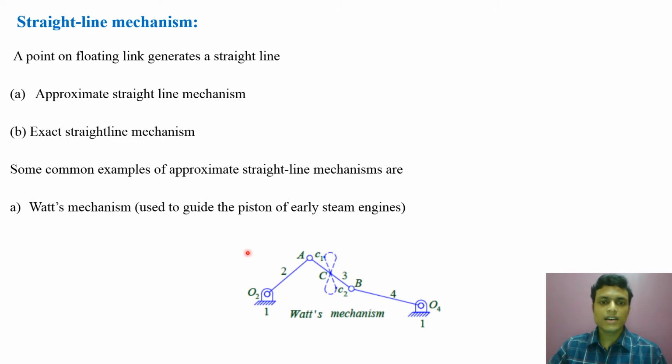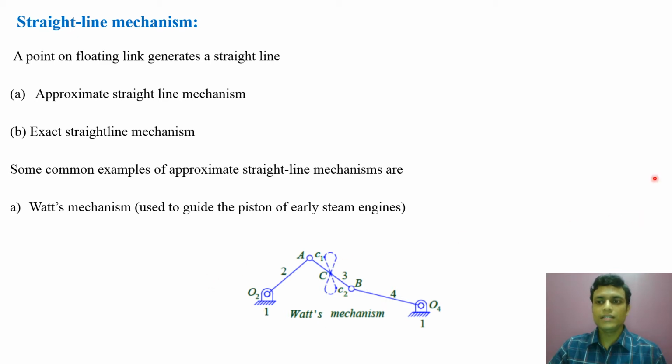So this is the kinematic diagram of Watt's mechanism. It is a 4-link mechanism. Link number 1 is fixed. This is link number 2 or crank. This is the floating link, the coupler. AB is the floating link because AB is not connected to any fixed link. So AB is the floating link and O4B is the follower.